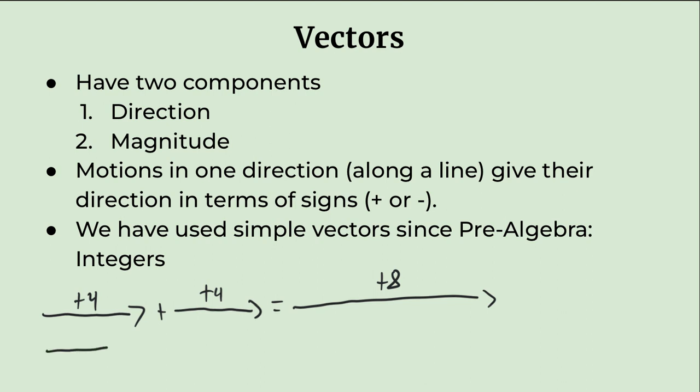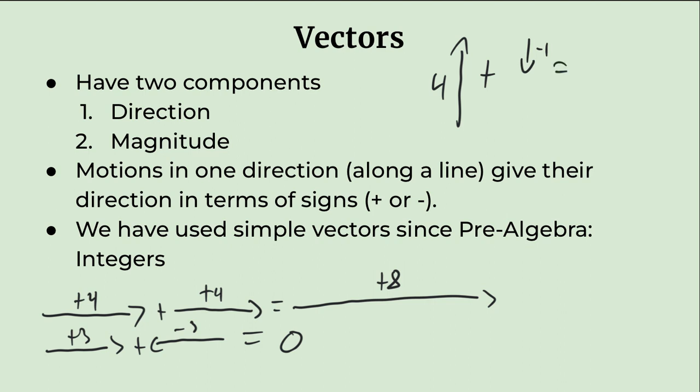If you have positive 3 plus negative 3, those are the same size, so that ends up equaling 0. You could also show that by doing up and down, where we've got up 4 plus down 1 equals up 3.